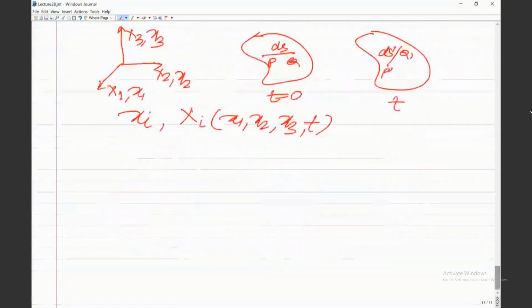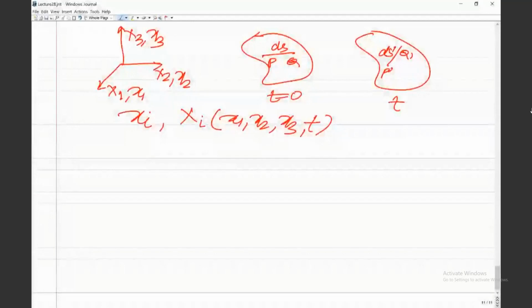So now, since here we are looking at the material points occupying the current coordinates, we take the known current coordinates as known quantities and the reference coordinates as unknown quantities. So that is why we are expressing the reference coordinates capital X as a function of small x1, x2, x3, and t.